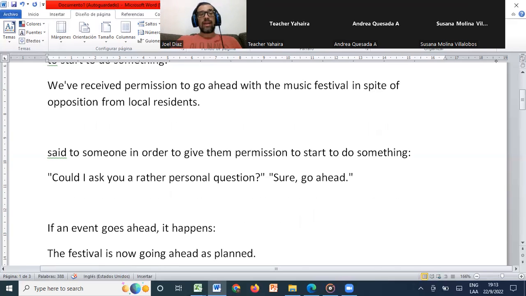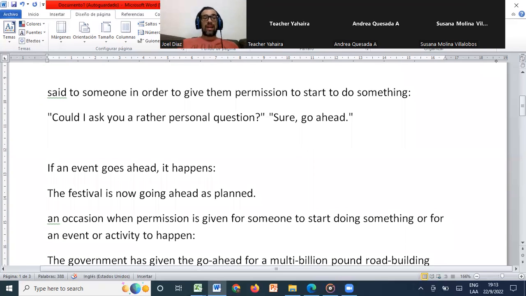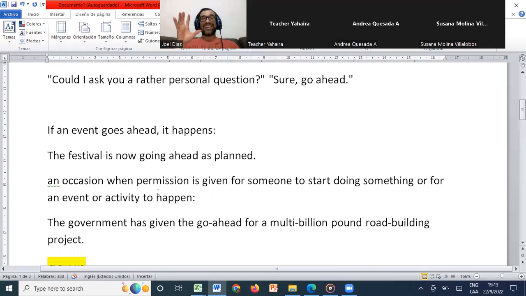Sure, go ahead. The third meaning in this case is if an event goes ahead, it happens. For example, the festival is now going ahead as planned. That means that it's happening, talking about an event. So you see all the meanings that this verb has.